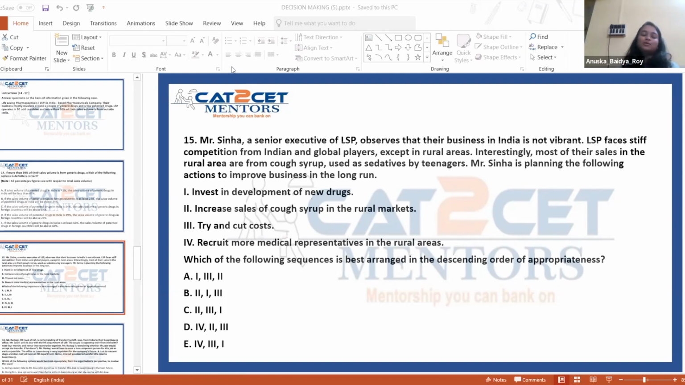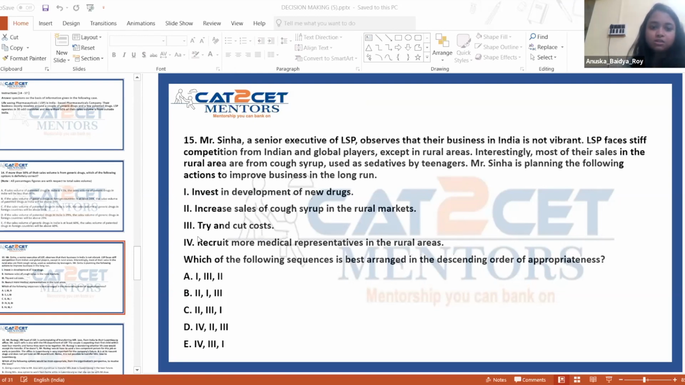So, what is being observed is that we are not thriving in India. We are facing competition from Indian and global players, except in rural areas. But in rural areas, what are we selling? Cough syrups. And who is consuming cough syrup? Teenagers. And are they consuming it as a medicine? No, they're consuming it because of its sedative activities, right? So now I want to improve my business in the long run. Again, very important, in the long run, right? He's planning to improve his business in the long run.